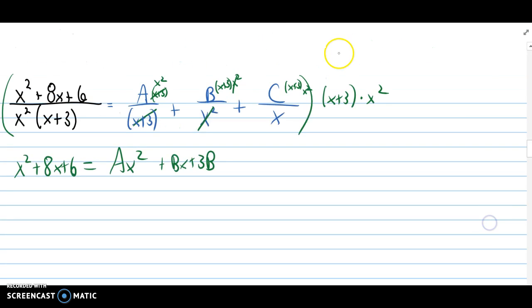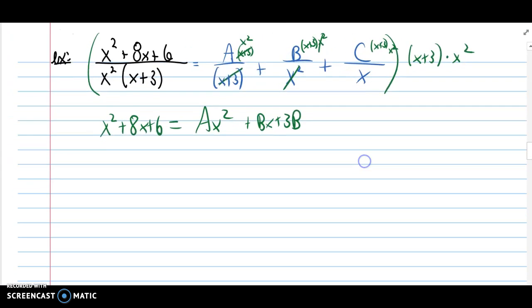And for this one, I can divide the numerator and denominator both by x. These simplify down, but we still have x times x plus 3, x squared plus 3x times c. So cx squared plus 3cx.